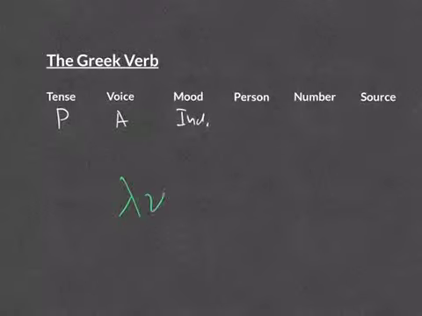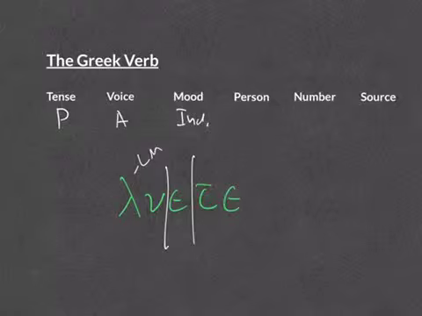Now, luete is also going to have a neutral morpheme, and that's going to be the epsilon. So the lu would be the lexical morpheme, the epsilon is going to be the neutral morpheme, and the te is going to be the person number morpheme.